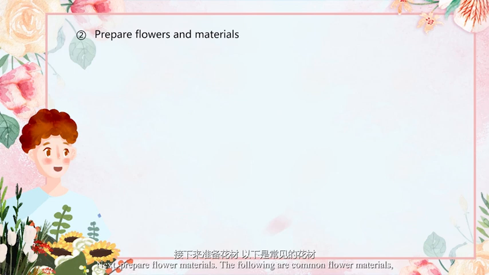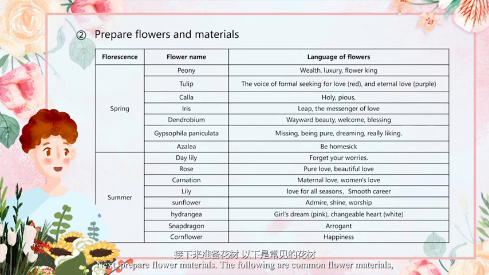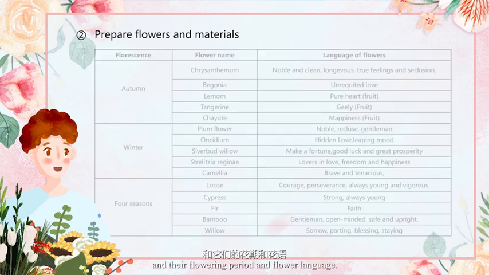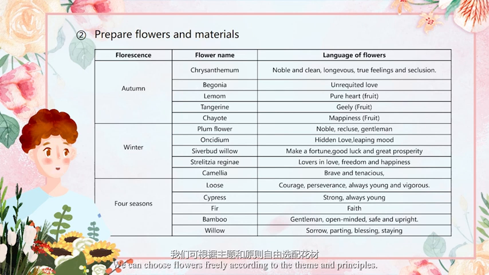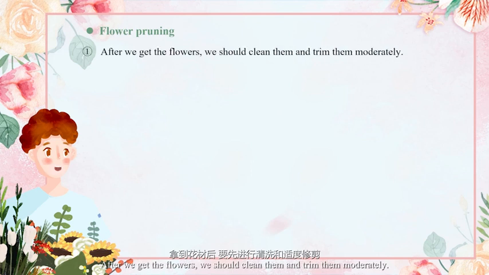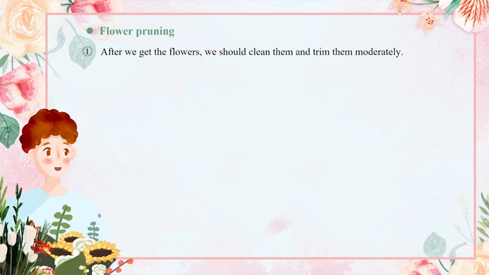Next, prepare flower materials. The following are common flower materials and their flowering period and flower language. We can choose flowers freely according to the theme and principles. After we get the flowers, we should clean them and trim them moderately.